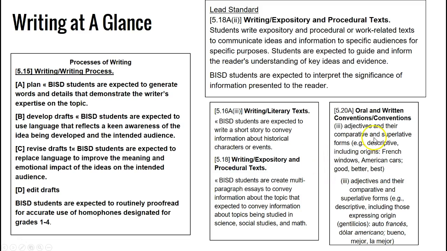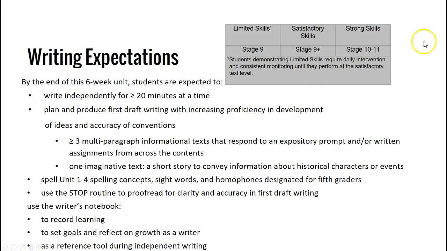The conventions are adjectives, comparative, and superlative, and I'll have some ways to maybe show that to them. We really want kids at this time to be at a stage 9. And in your writing workshop, I hope that you are doing a mini lesson and they are writing independently for at least 20 minutes and doing those first drafts. And I hope that you're stopping and looking and getting up and conferencing with them about the things that they need to see in their writing and proofreading for them using the stop procedure.